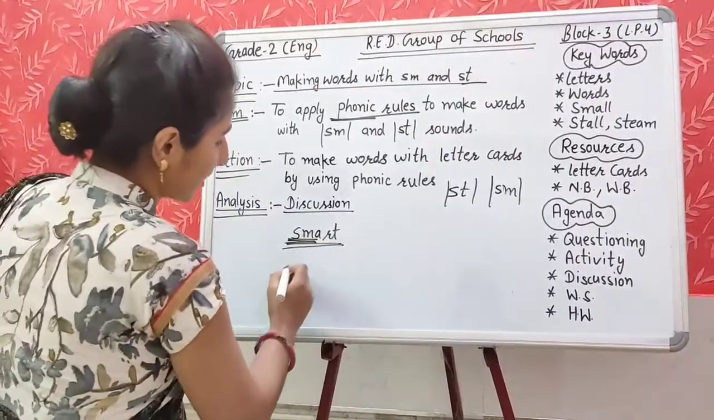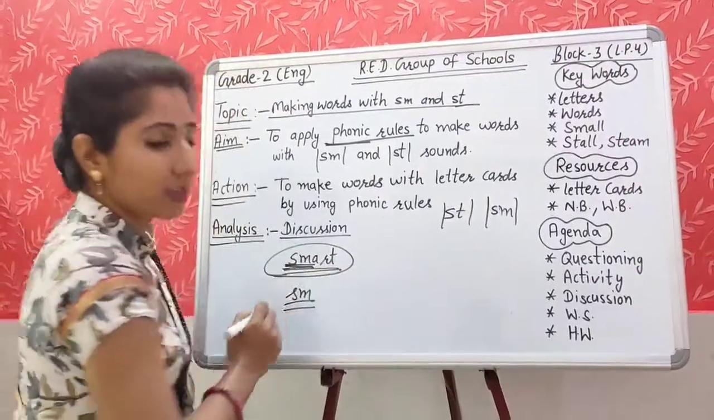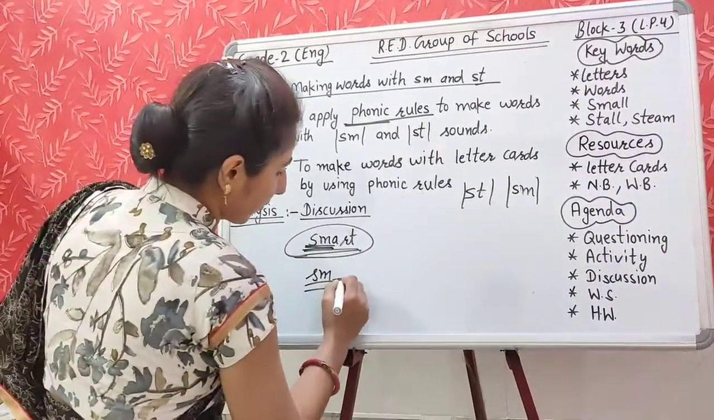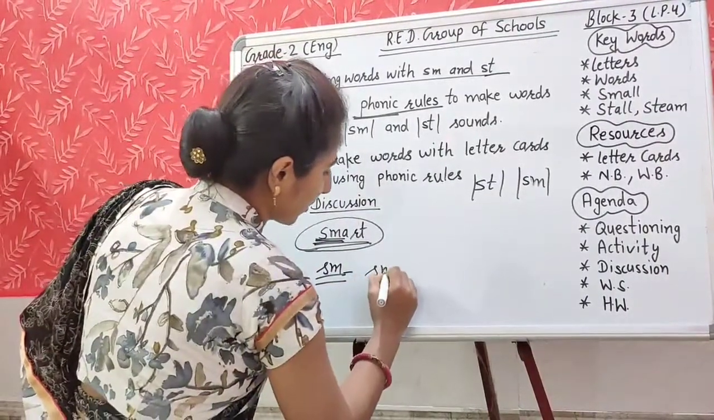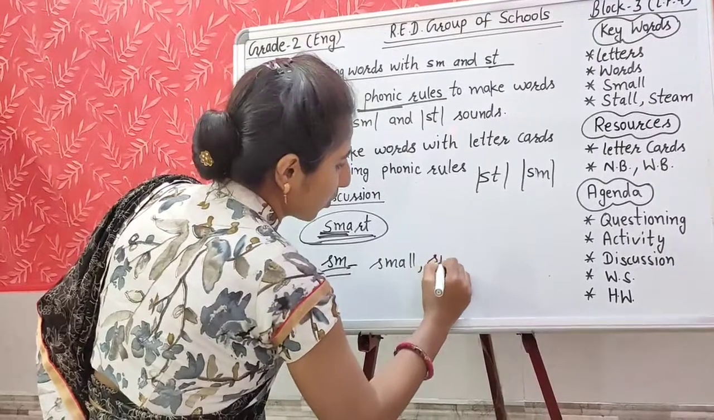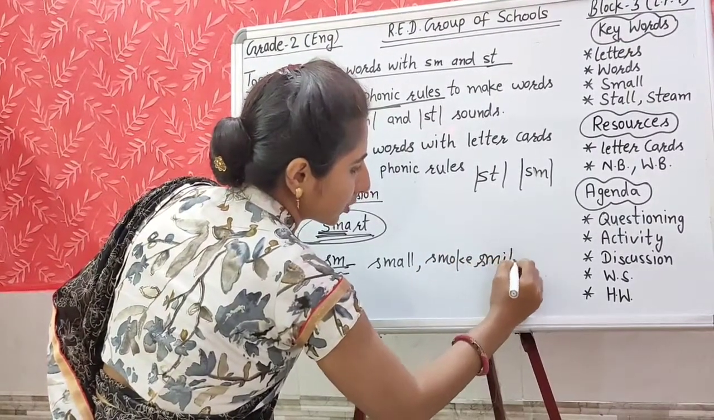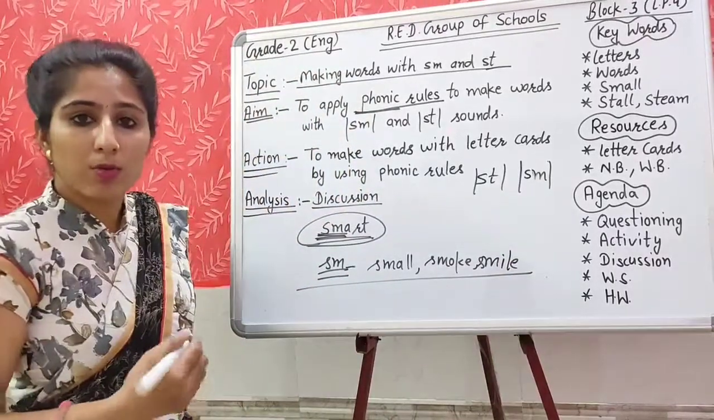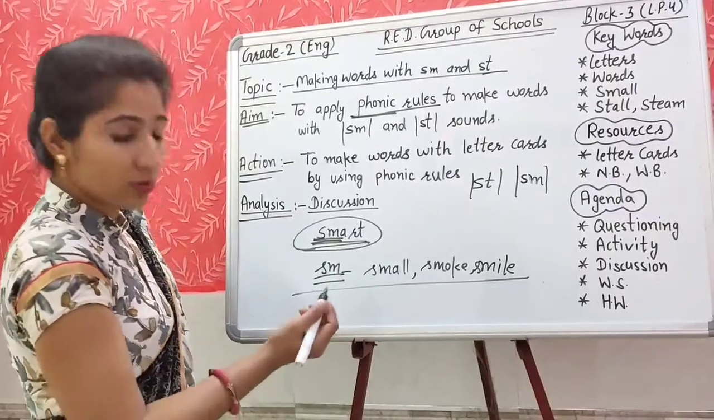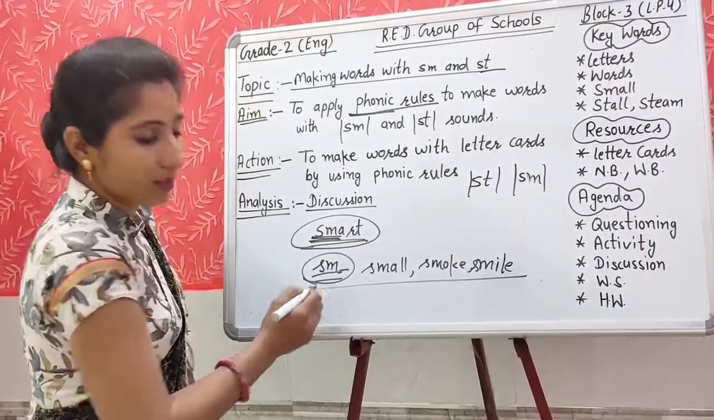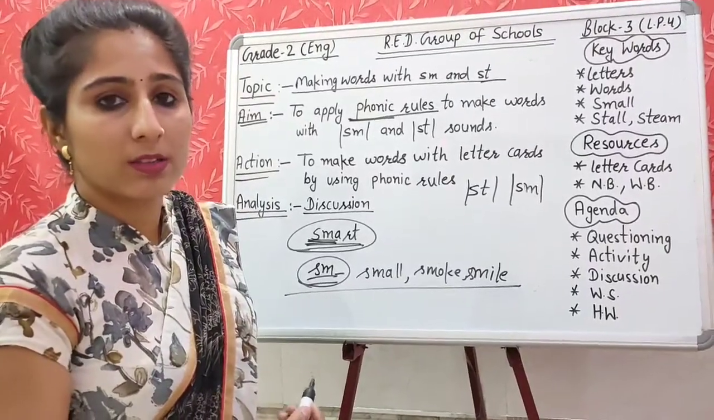By using this sound SM, we have made this spelling, and we can make more spellings also, as we have written earlier, like small, smoke, smile. So this is how we can make more words by using the SM sound. So which blend helps us? The SM blend helps us to make the word smart.